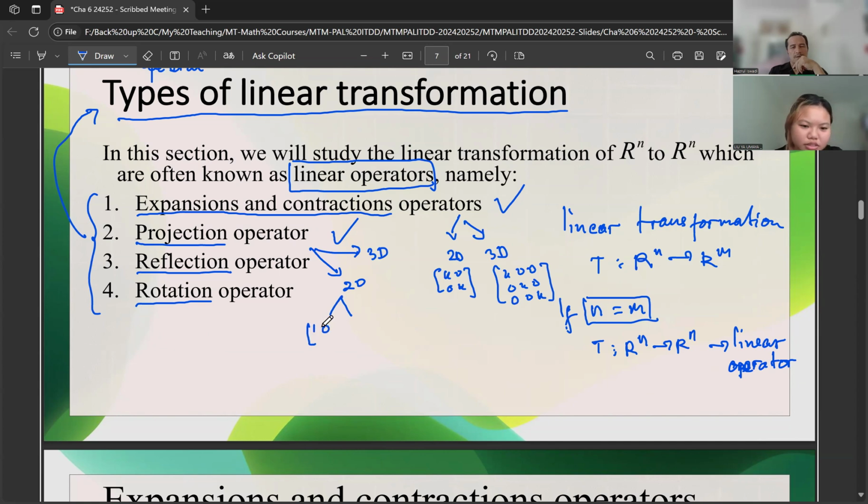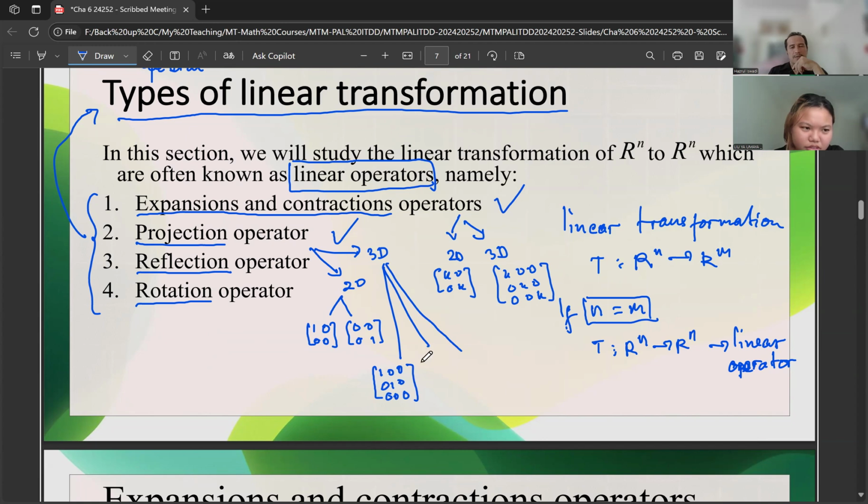Projection to the x-axis is 0, 1, 0, 1, 0. Right. This is projection to the y-axis, it's 0, 0, positive, 0, 1. And in three dimensions we have projection to the xy plane, where z will be 0. Right.